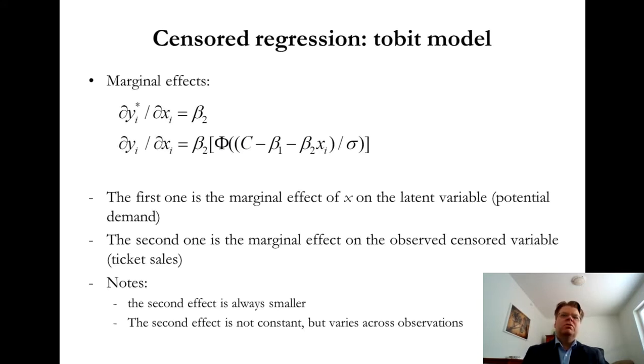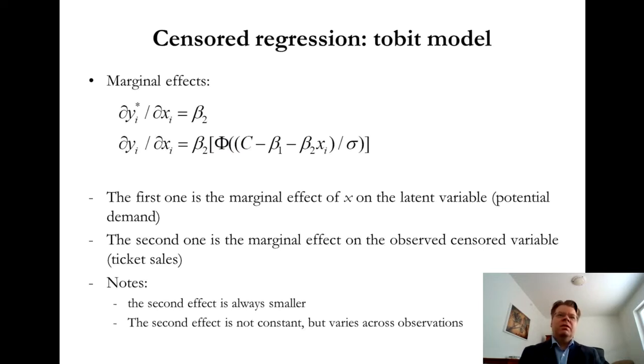And for that purpose, we need to also take into account the probability of censoring, because of course if the stadium is fully sold, then a marginal change in the ticket price might have no impact whatsoever. So therefore the second expression is taking into account that there is this beta 2, which is the marginal effect on latent demand, but there is also this phi, which is the cumulative distribution function of normal distribution. So in the second expression, we correct this for the probability that actually this stadium might be sold out and there is no impact whatsoever anymore.